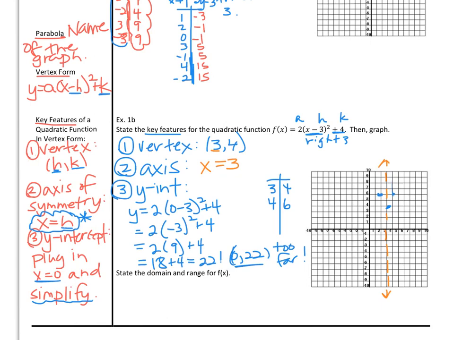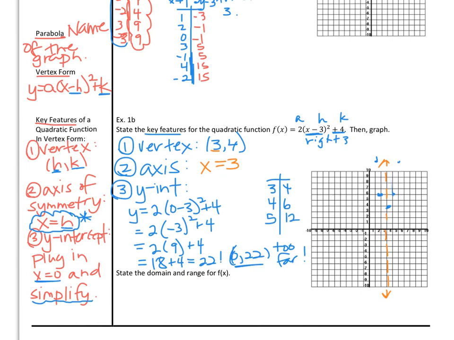All right, let's pick another number. How about 5? We'll just keep going. 5 minus 3 is 2, and then square that. 2 squared is 4. 4 times 2 would be 8, and 8 plus 4 would be 12. So that even goes off our graph a little bit, but I think that's a little bit easier to graph. So if we go over 5, we'll go up 12, so kind of up here a little bit. Reflect that to the other side, maybe close to here. I'll make that dot bigger.